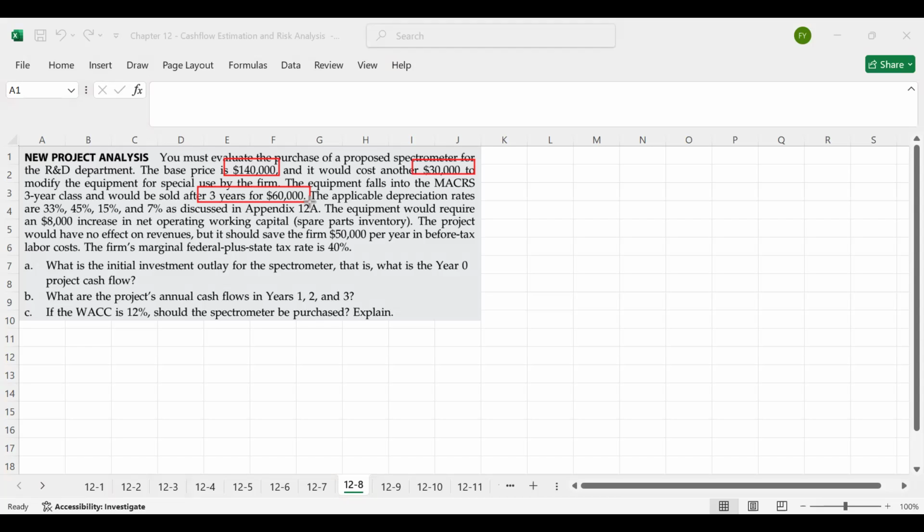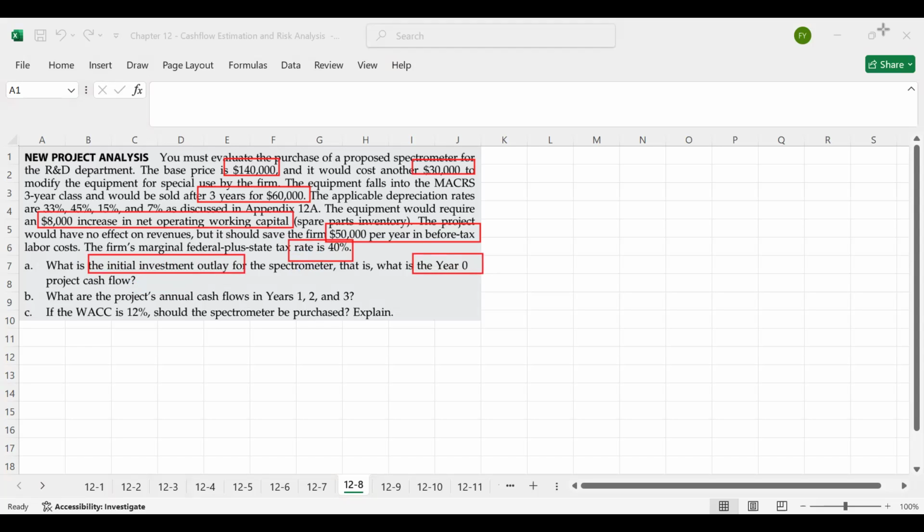The equipment would require an 8,000 increase in the net operating working capital, which is a spare parts inventory. The project would have no effect on revenue, but it should save the firm 50,000 per year in before-tax labor costs. So this 50,000 is basically the savings, and this is before tax. So we will have to calculate the after-tax value. The firm's tax rate is 40%, and the first requirement is: what is the initial outlay at year 0?